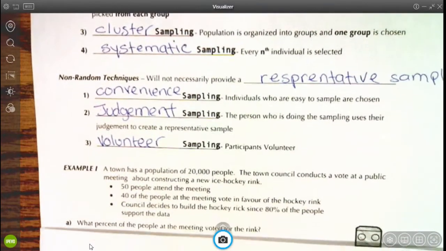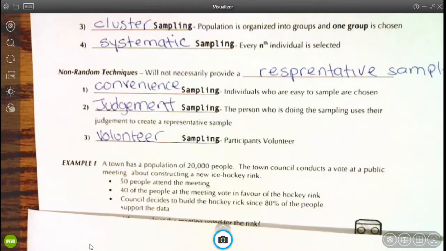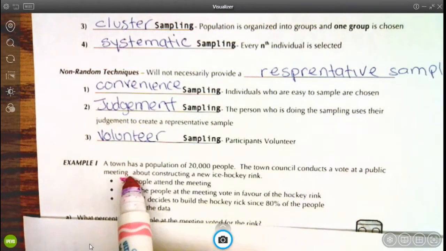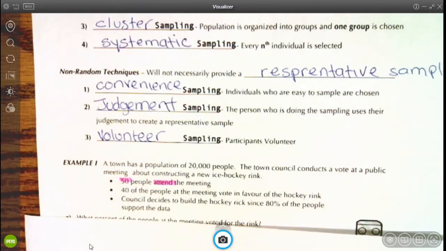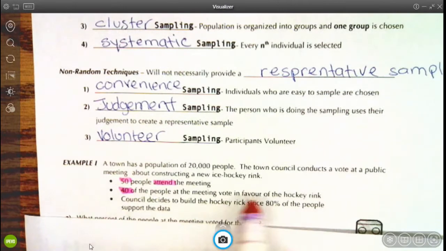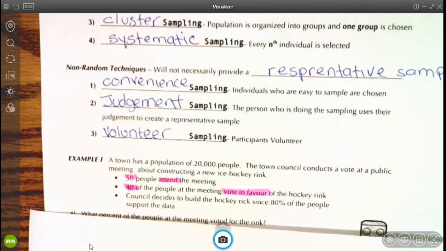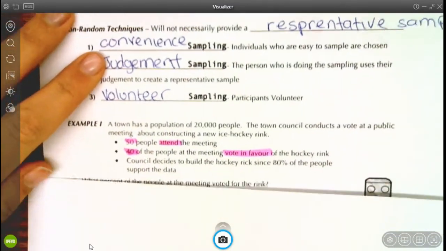So we're going to look at an example here. We have a town that has a population of 20,000 people. The town council conducts a vote at a public meeting about constructing a new ice hockey rink. So 50 people attend the meeting, and 40 of the people at the meeting vote in favor. So the council says we're going to build the hockey rink since 80% of the people support that decision.